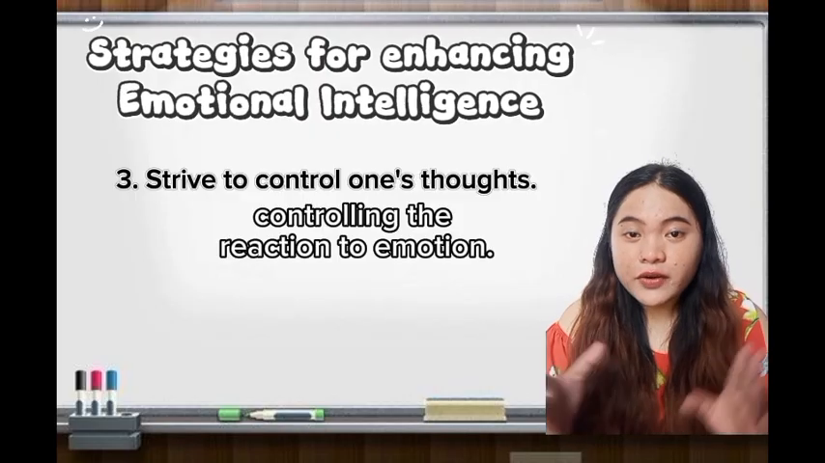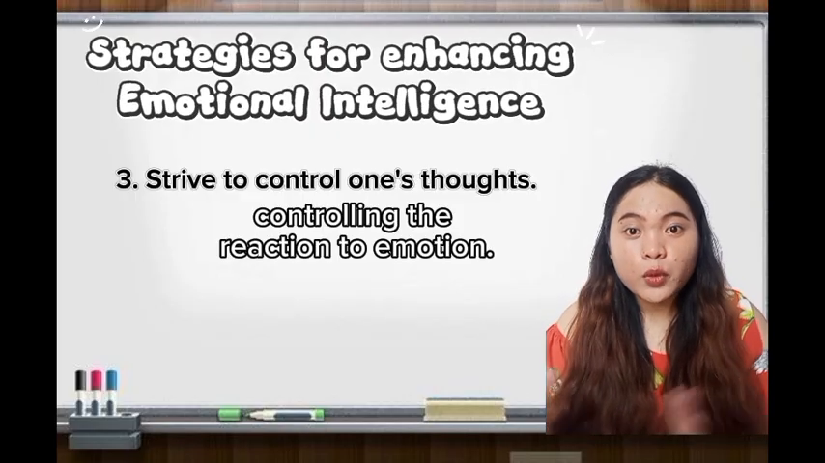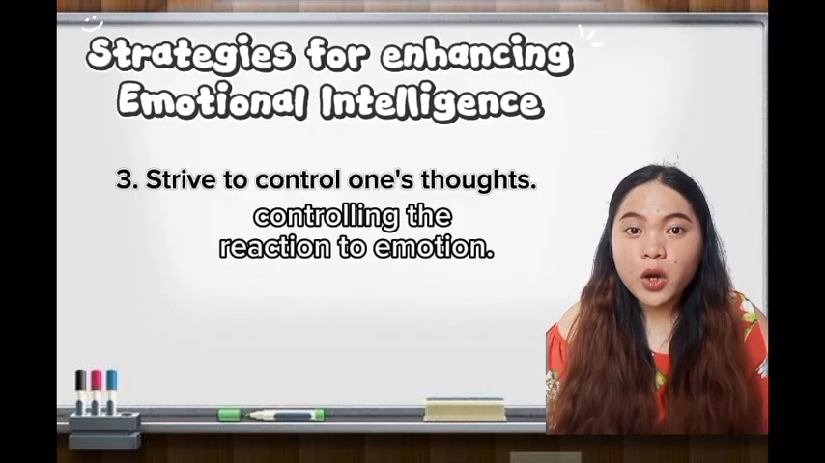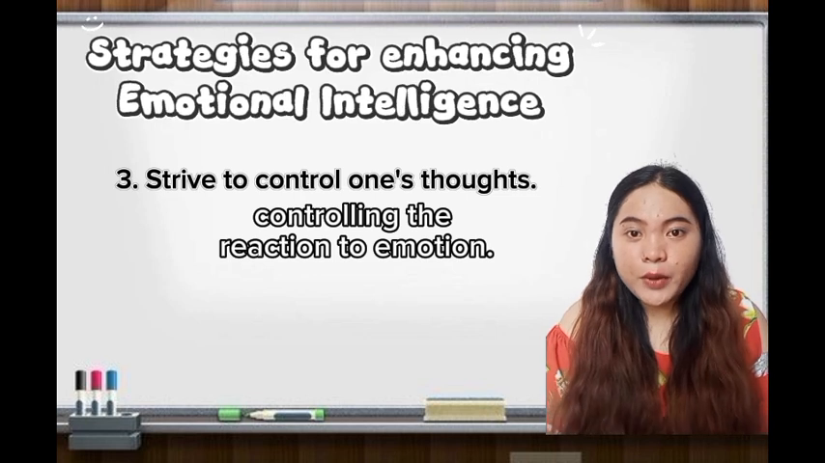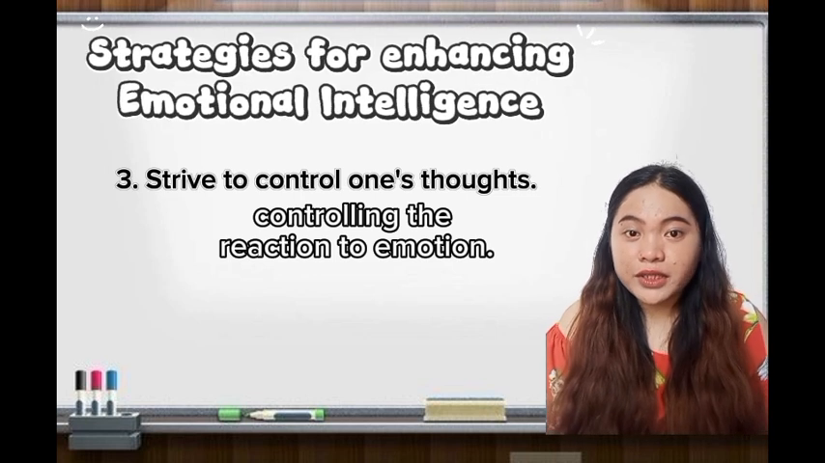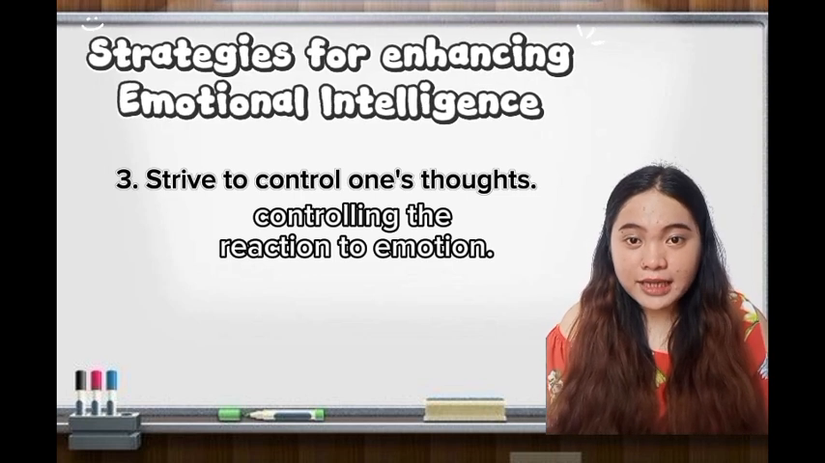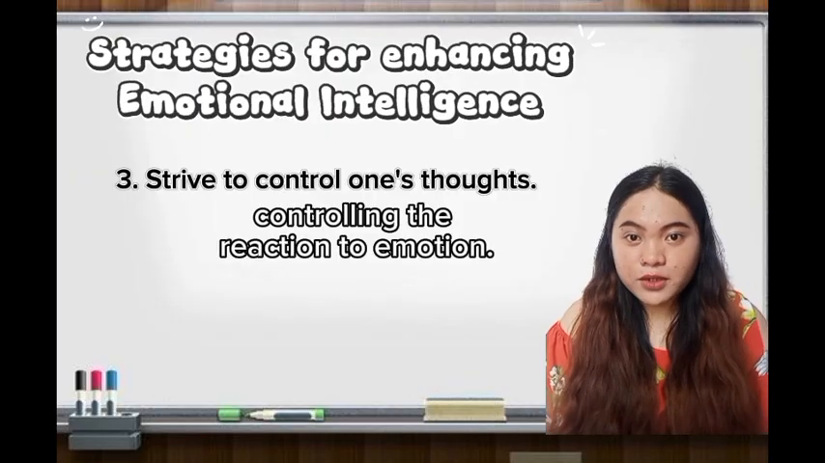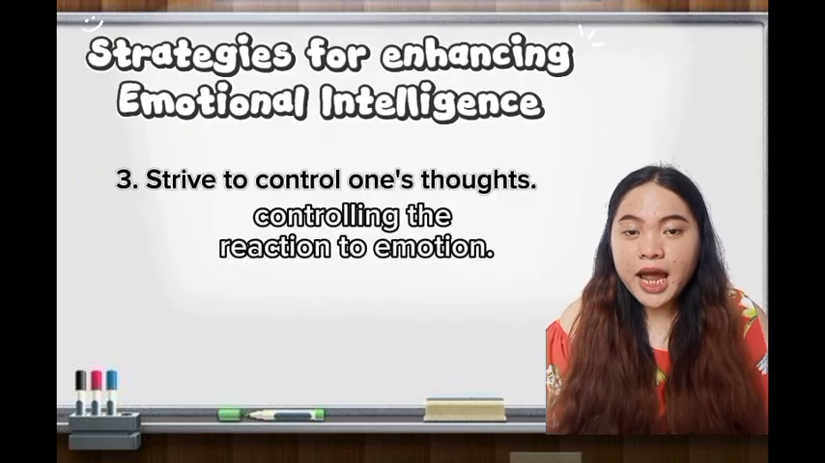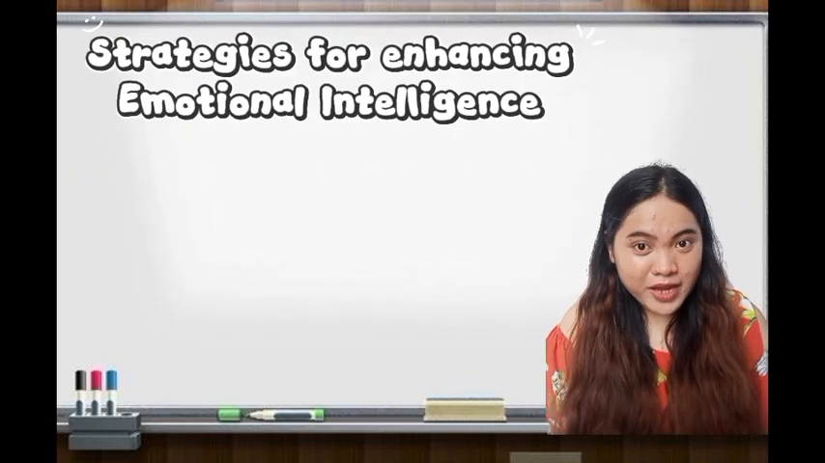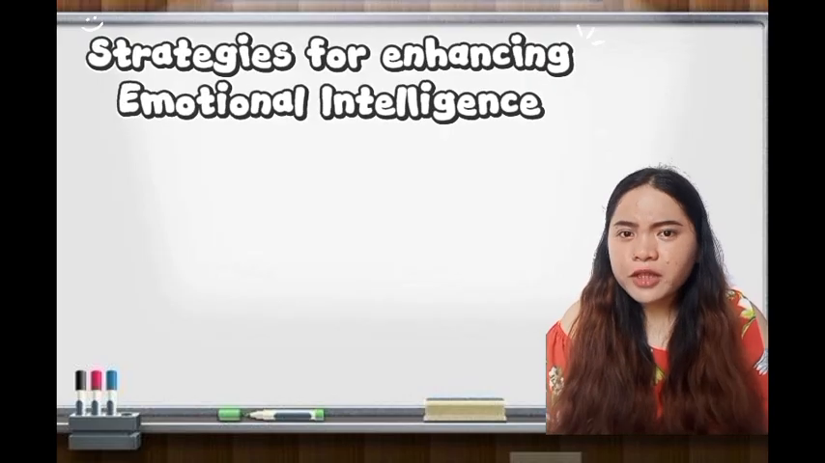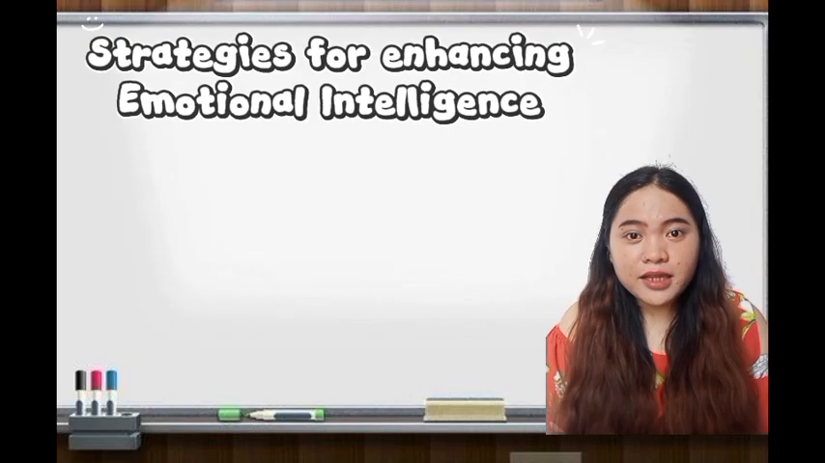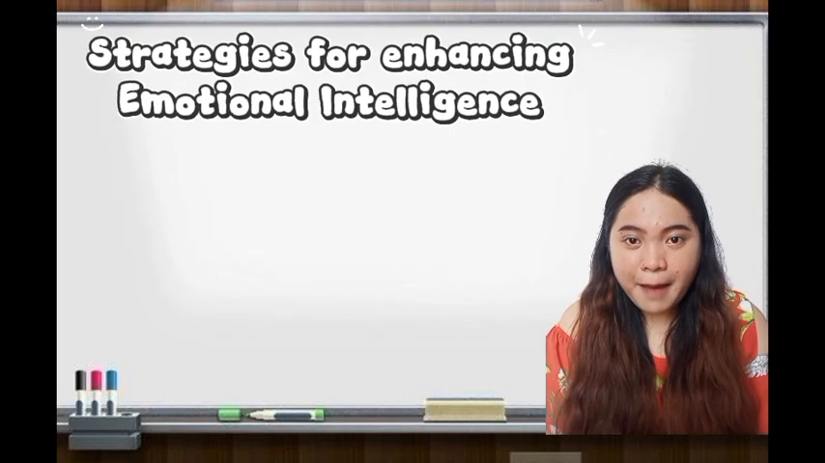This is controlling the reaction to emotions by focusing on one's thoughts in harmony with goals and values. For example, instead of overreacting to a certain incident or situation in class, try to control negative thoughts to see a myriad of colors at the end of the rainbow among students. As such, try to find beauty in all things despite not so good circumstances that may happen.